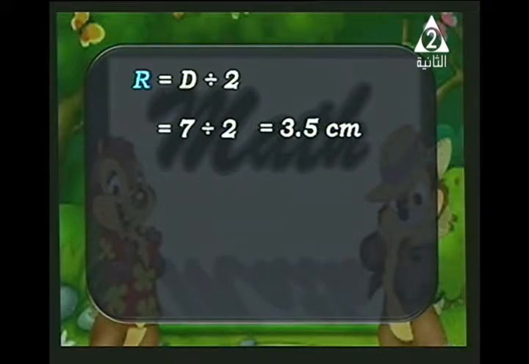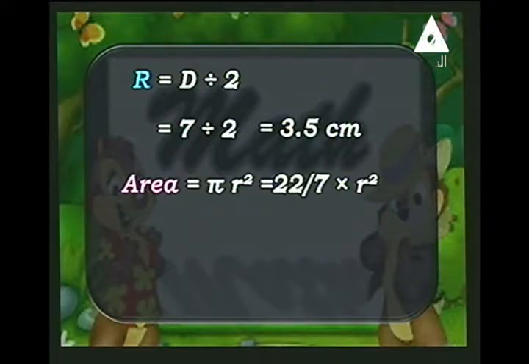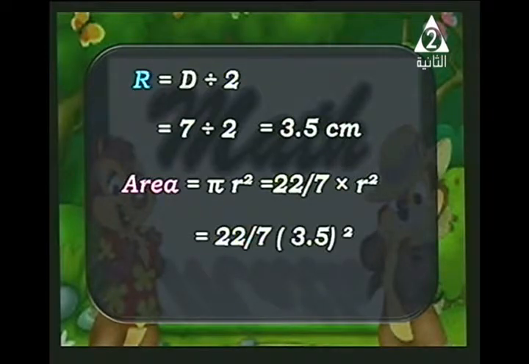Then what about the area of the circle? Yes, that's correct. Area of circle equals pi r to the power of 2. So it is 22 over 7 multiplied by the radius to the power of 2. Then it is 22 over 7 multiplied by 3.5 to the power of 2, which gives a result as 38.5 centimeters squared. So we are going to choose the choice which says 38.5.